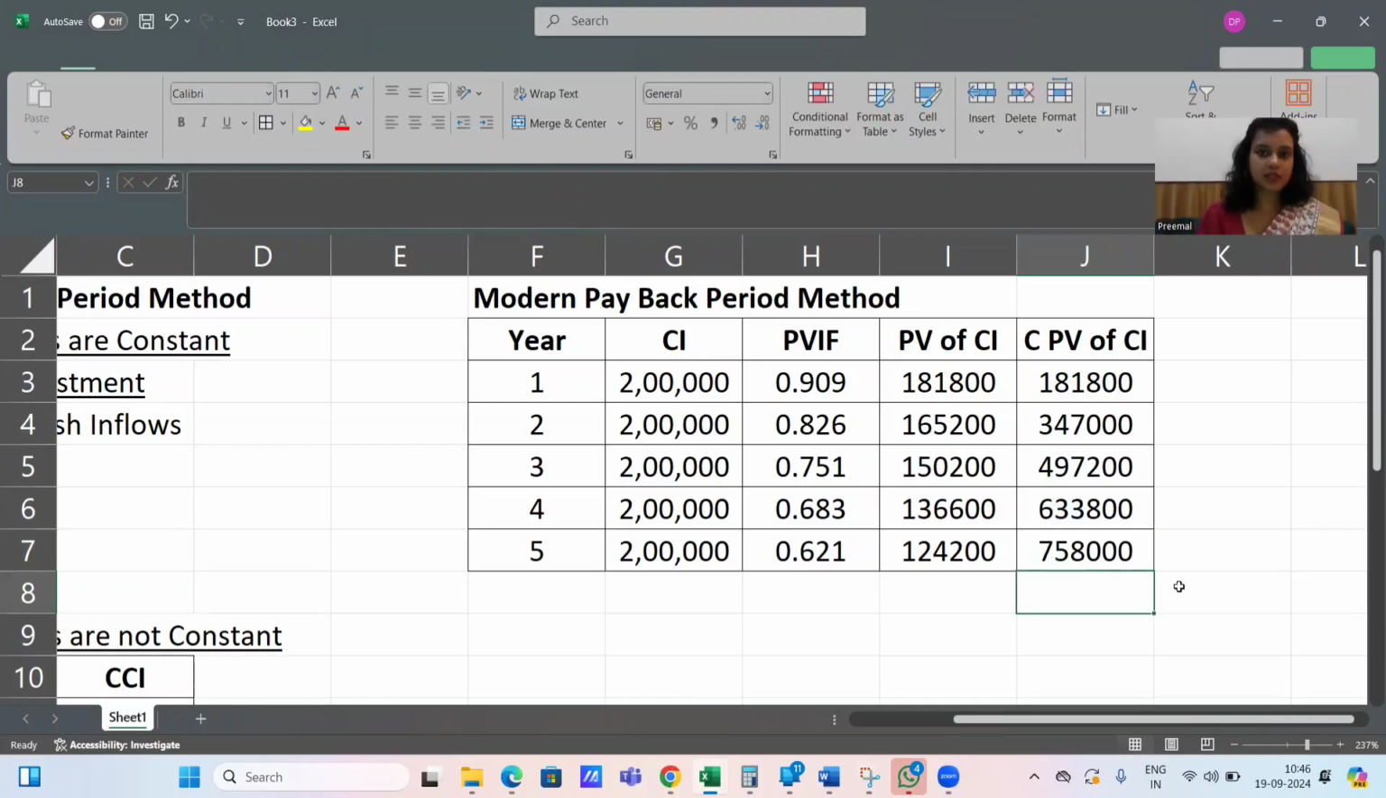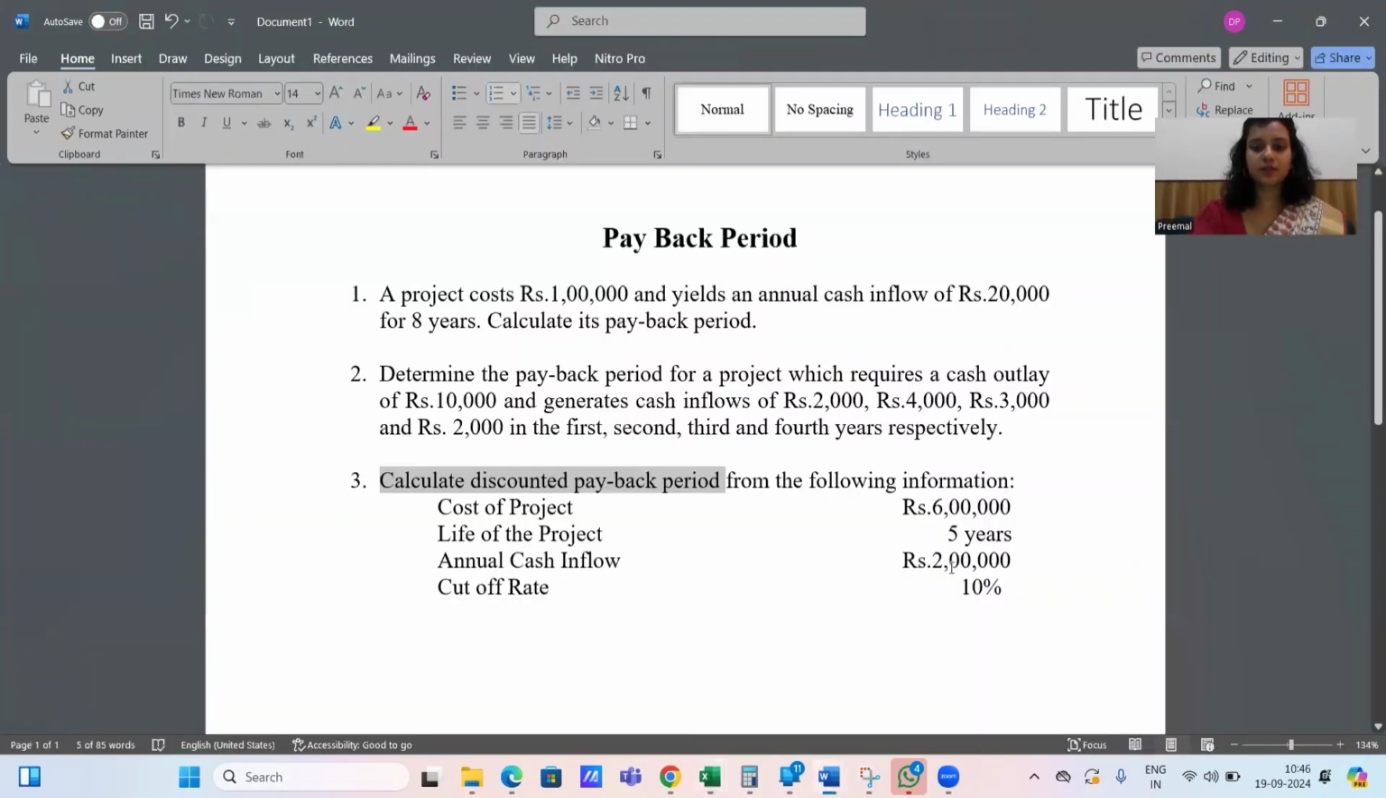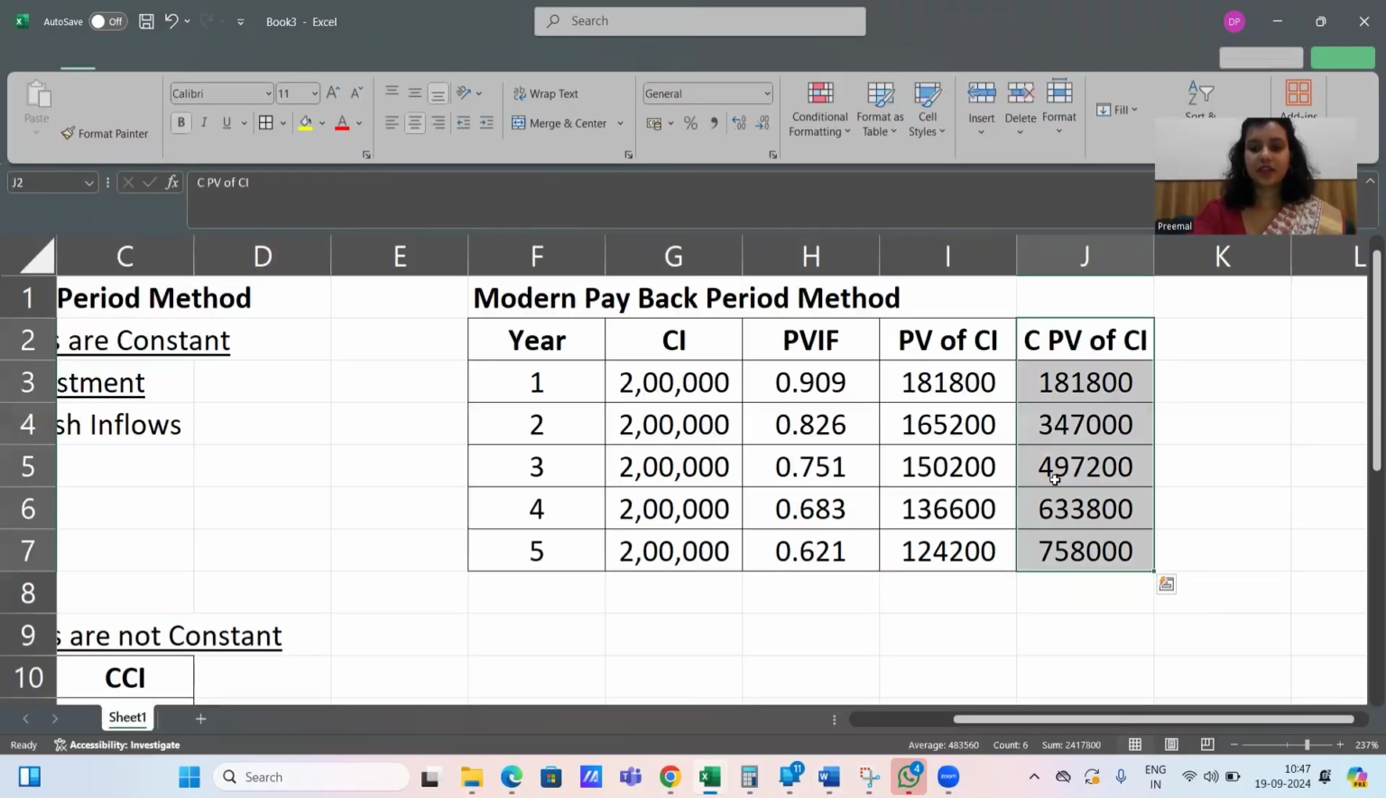Now the process remains the same, just like how we did it in traditional method. We find where the initial investment lies in our cumulative column. So the initial investment is given in the question as 6 lakh. So I take the 6 lakh and I find out that the 6 lakh lies between the third and fourth year. So my payback period will be 3 years and a part of the fourth year.